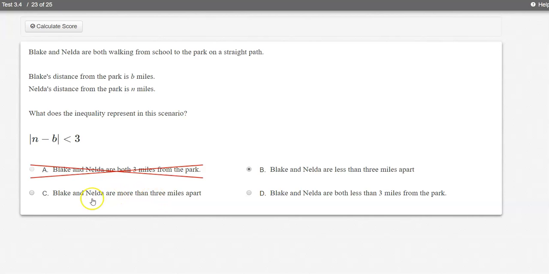C is the opposite. It says more than 3 miles apart, but this is a less than sign, so this is not true. And Blake and Nelda are both less than 3 miles from the park. We don't really know where they are in relationship to the park. We know how in the relationship they are to each other, and this one I don't think can be true if they're less than. Well, it's possible, but yeah, this one is not what this is saying. So the correct answer was B.